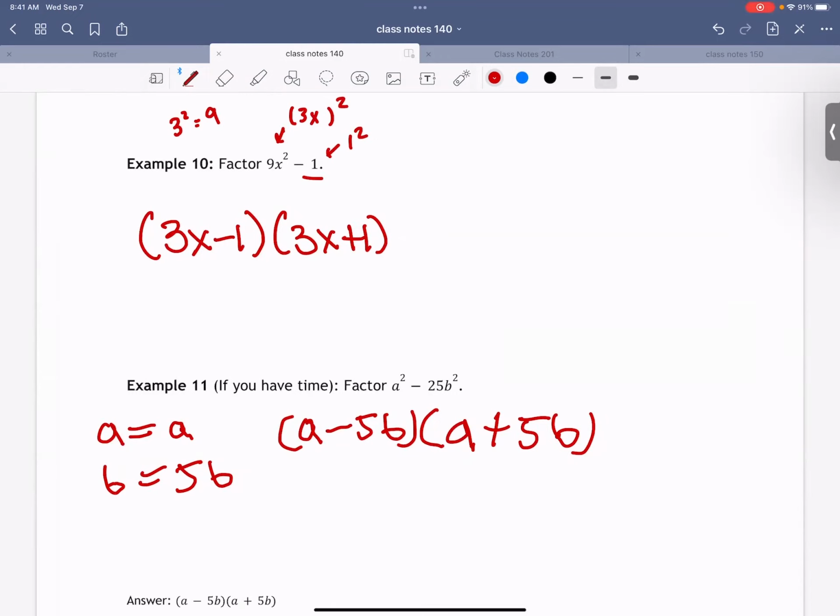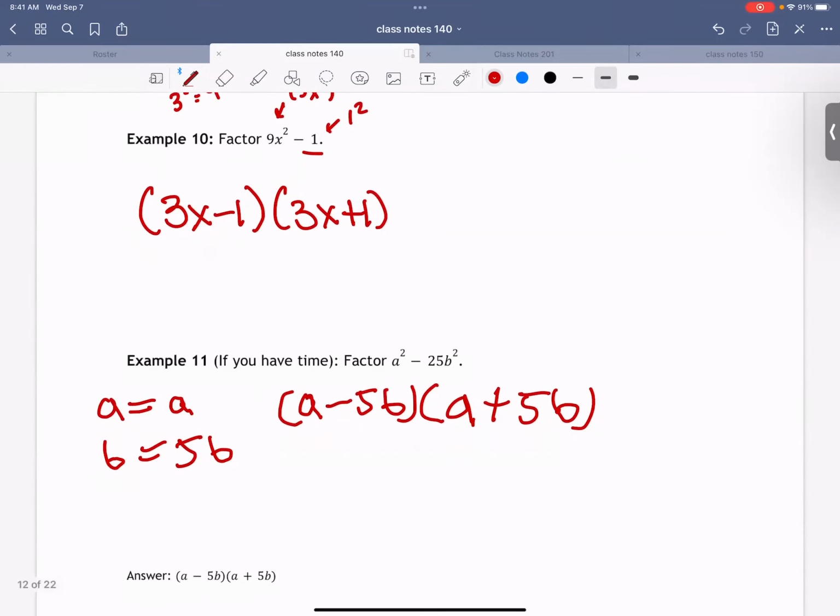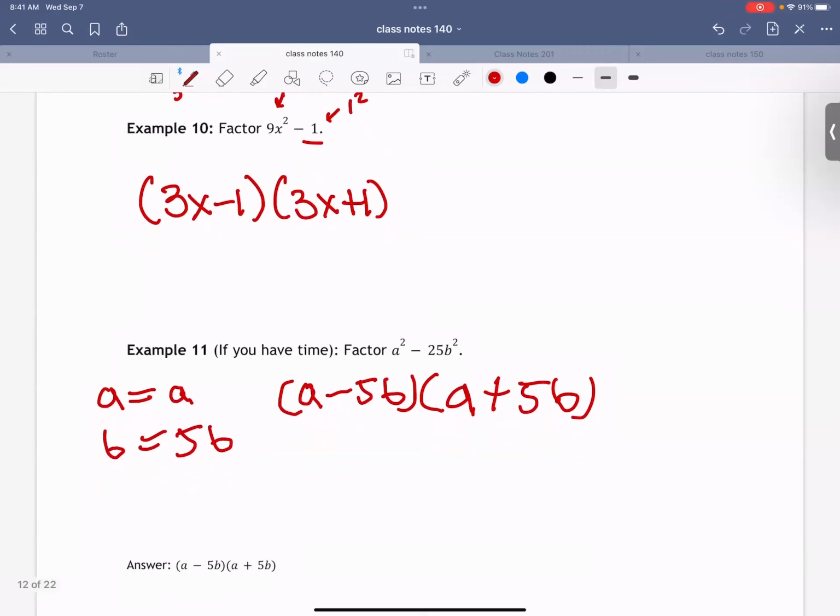All right, example number 11, was that Will, right? Do you want to take us through this one? So, A is A. Yeah. 5B. So then it's just A. Any questions on 11?